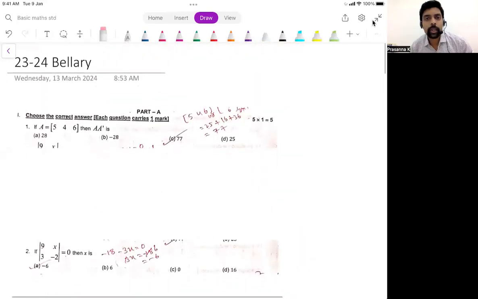And even in this paper, I would like to do only part A, that is one marker question. Now let's look at the first question. First question is, if A equals 5, 4, 6, then we should find A into A dash.